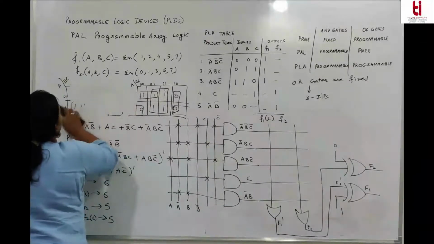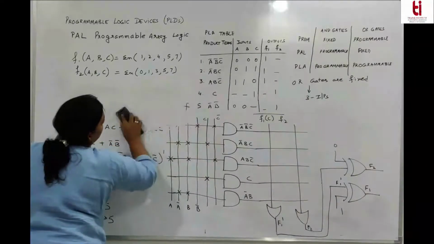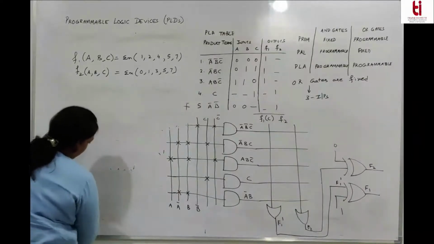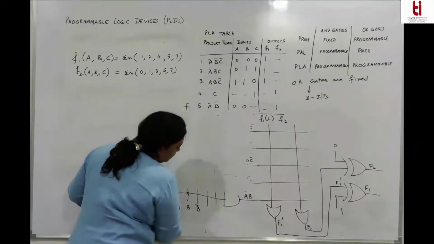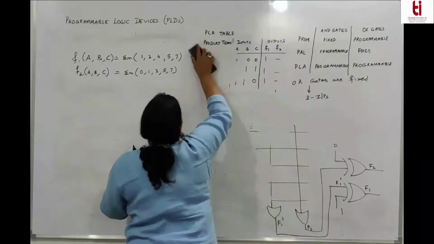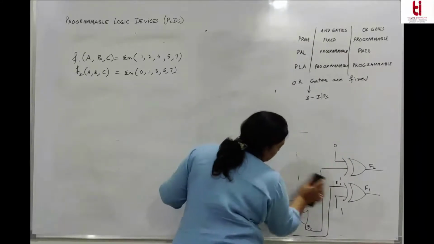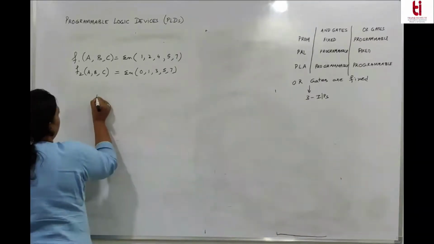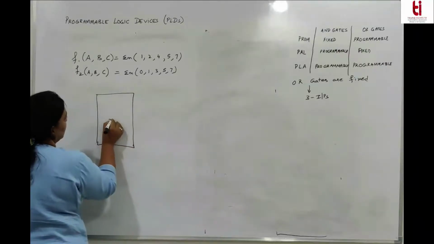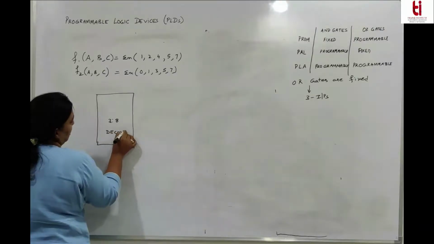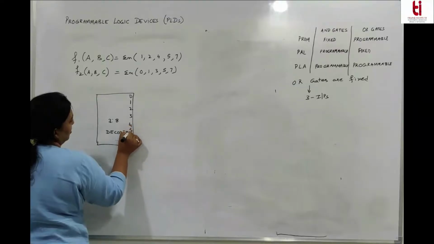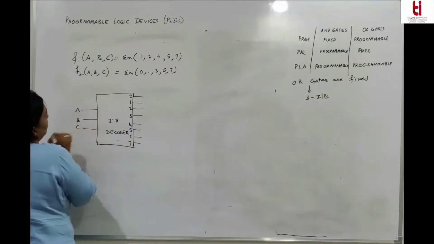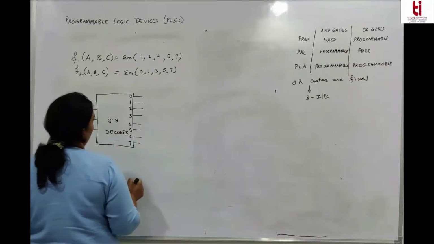So when you are having a PROM implementation of the given function, what do you do then? You will have a decoder. Since there are 3 inputs, you will have a 3:8 decoder. So that means AND gates are fixed. There are 3 variables, 3 inputs. And there are 2 functions, so there will be 2 OR gates.